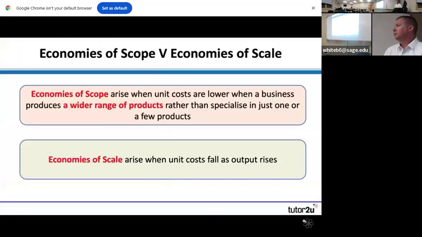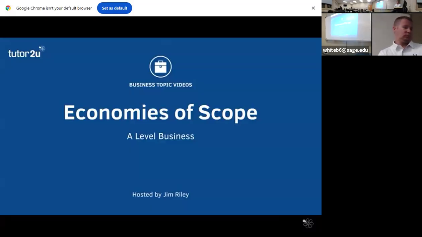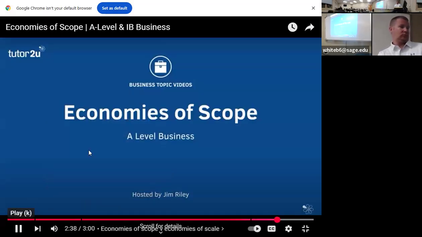So this is what we mean by economies of scope. It's very similar to the idea of economies of scale, but this is specifically where unit costs fall as a result of this wider range of products. Hopefully that's useful. It's an important term, well worth remembering.